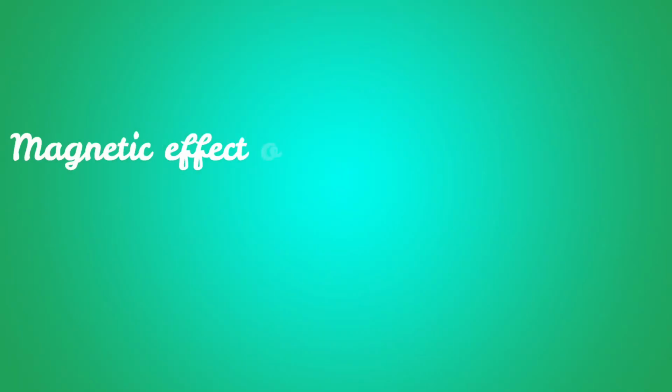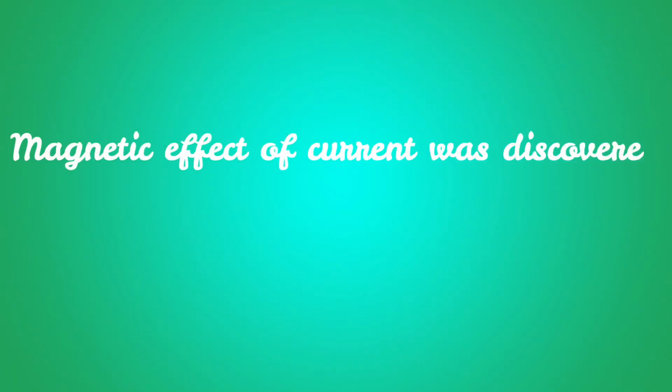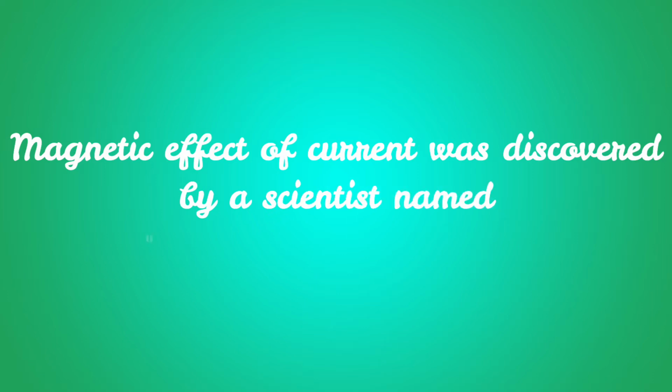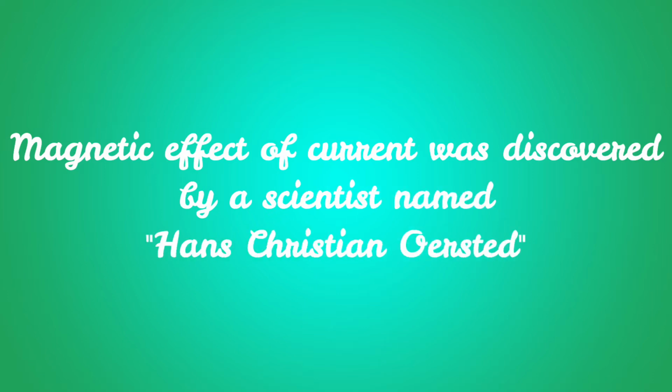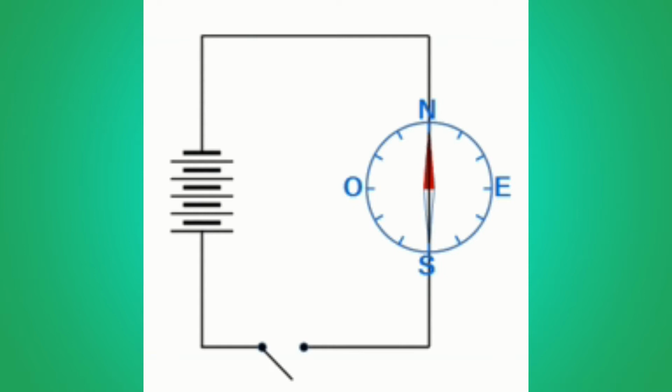The magnetic effect of current was discovered by a scientist named Hans Christian Oersted. Oersted found that when electric current was passed in a wire, the needle of a compass placed near it got deflected from its usual north-south position.